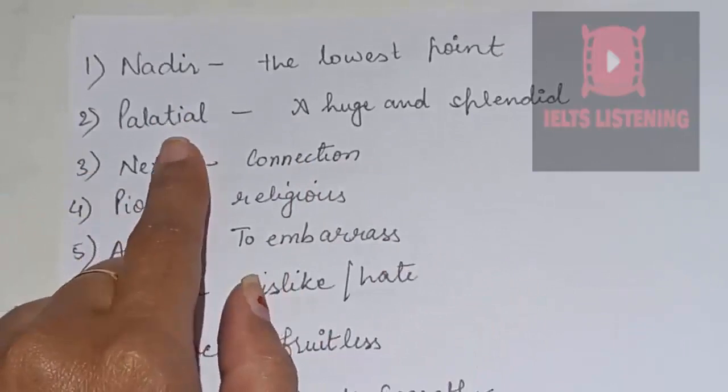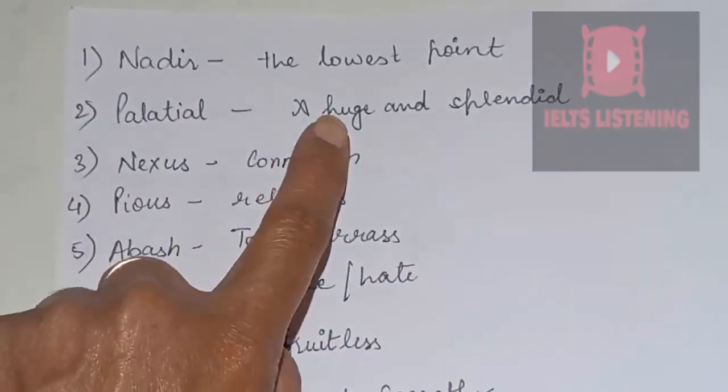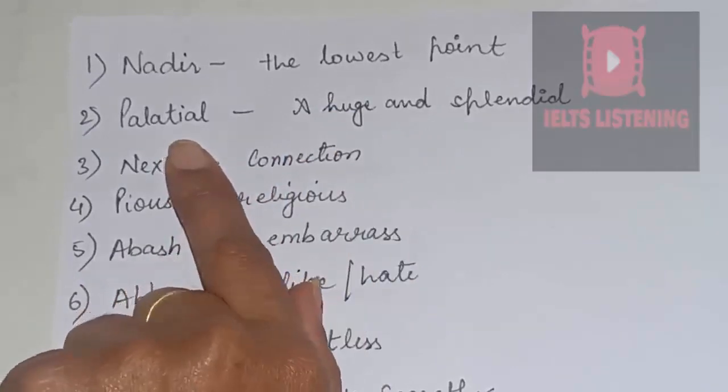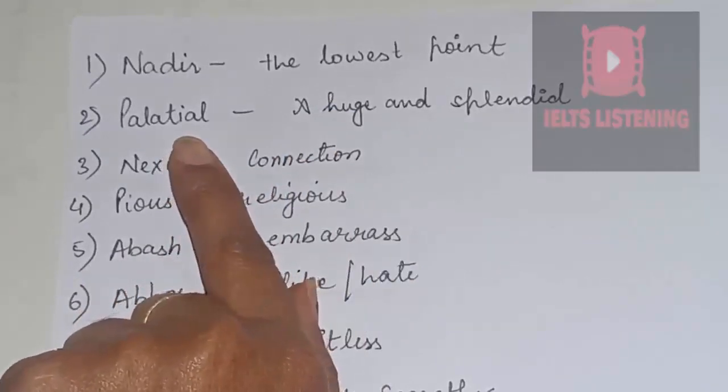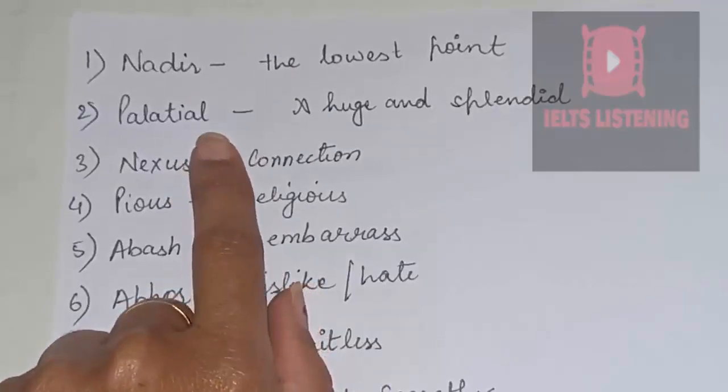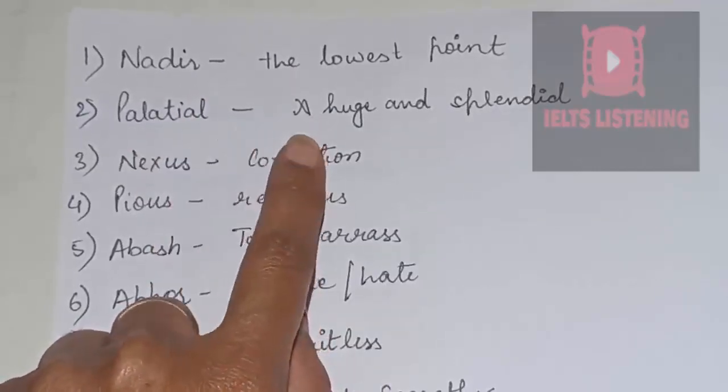The second one is palatial, means huge and splendid. How can we use that? My father's home, or you can say the home of my friend, is very palatial. So they have a palatial house.